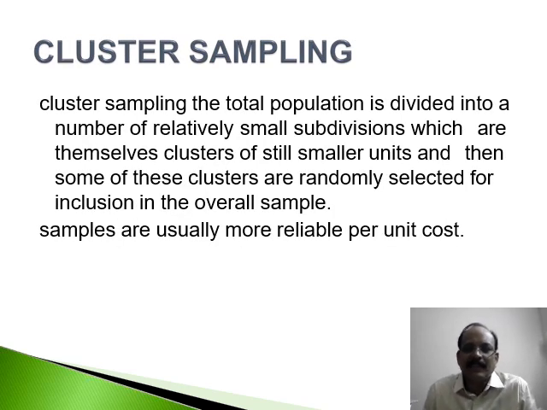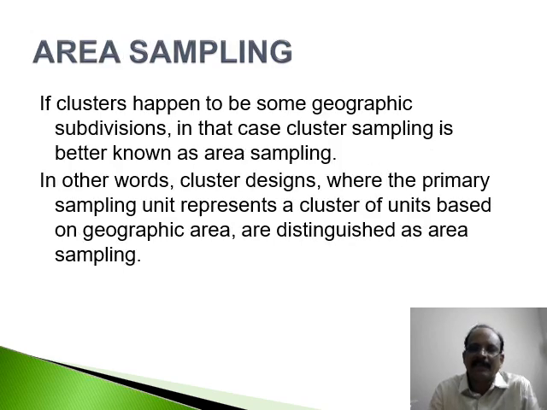In cluster sampling, the total population is divided into a number of relatively small subdivisions like strata, but these subdivisions are themselves clusters of still smaller units, and then some of these clusters are randomly selected for inclusion in the overall sample, and the samples are usually more reliable per unit cost. That's why you can go for cluster sampling.